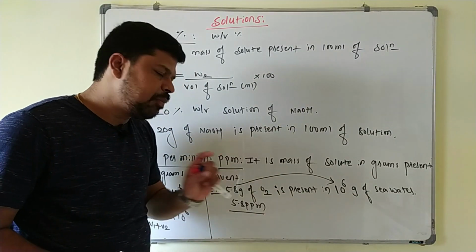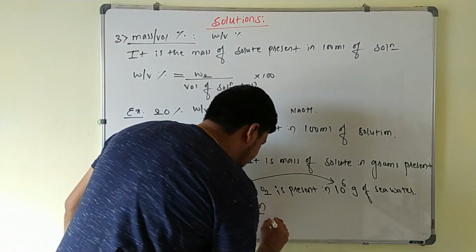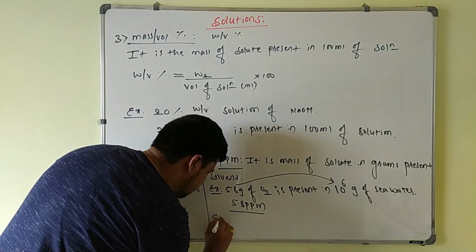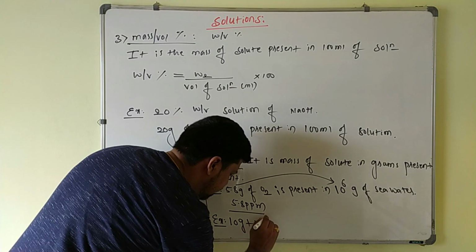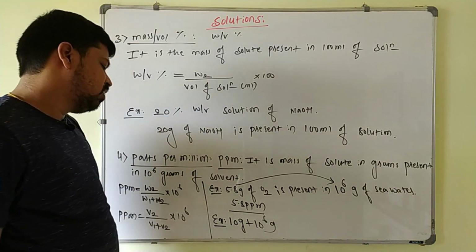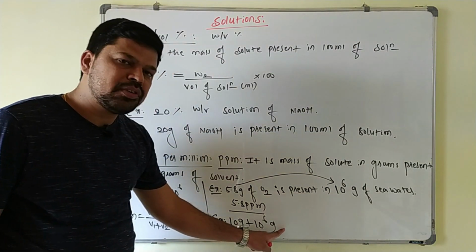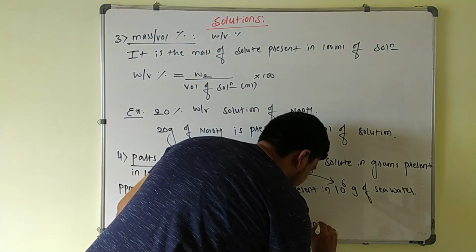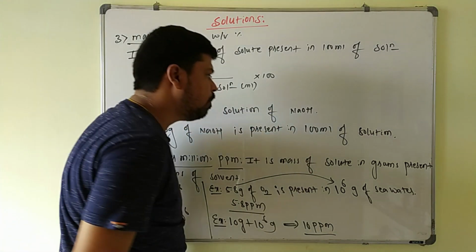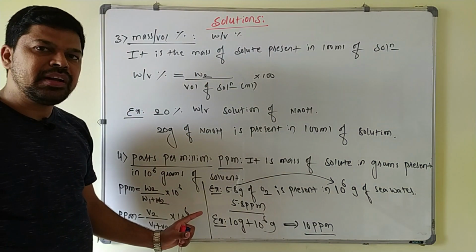ppm is 5.8 ppm. For example, if 10 gram of solute is present in 10 power 6 gram of the solvent, then ppm will be equal to 10 ppm. Directly you can write it will be 10 ppm. This is parts per million.